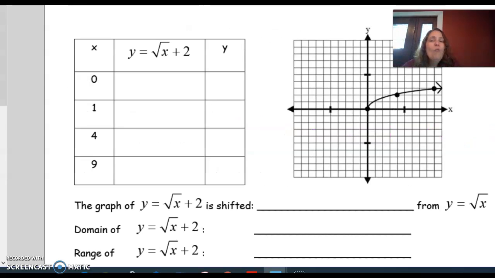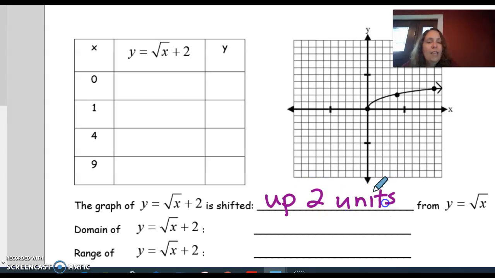If we skip over the table and the graph just for a minute, because we already looked at it, we'll come back and fill it out in a minute. The graph of y equals square root of x plus 2 is shifted up 2 units from y equals the square root of x, which is what we predicted. The domain is still the same. We still have the same x possibilities, so it goes from 0 to positive infinity, but the range now doesn't start until 2, and will go up to positive infinity.